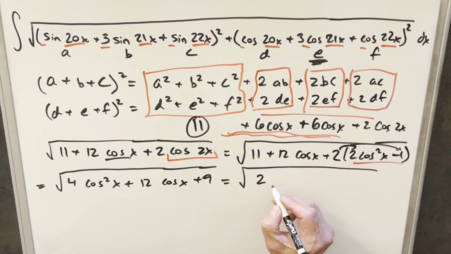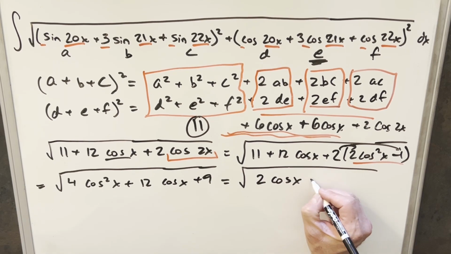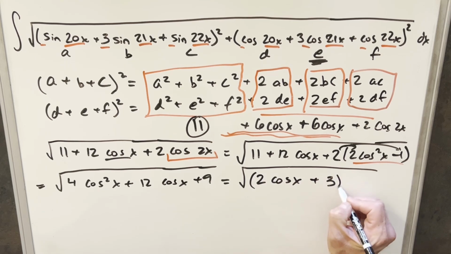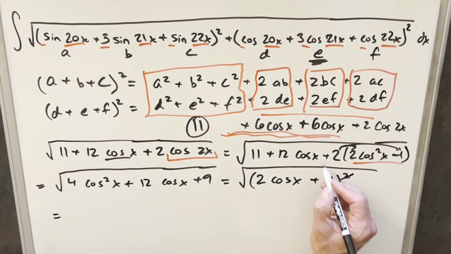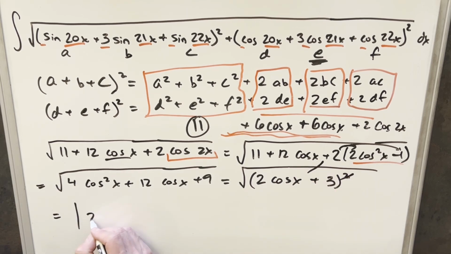So what I can do now is just write this as 2 cosine of x plus 3 all squared. Just notice if you multiply that out, you get the same thing here. But because we're inside the square root, essentially this is going to cancel with this, but we want to have an absolute value for the moment. So this is going to give us 2 cosine of x plus 3. But you'll notice even when cosine of x is minus 1, this is still all positive. So I can just remove my absolute values because this is always going to be positive.